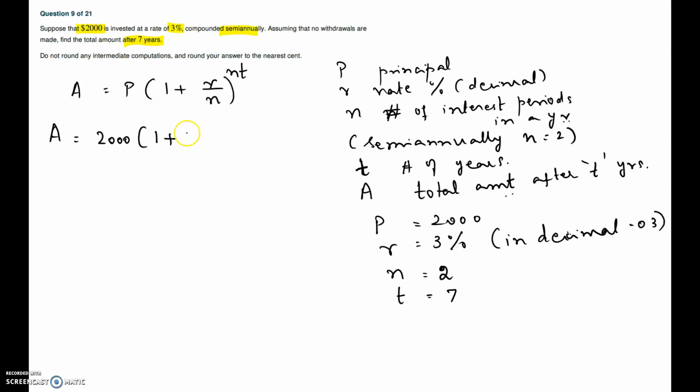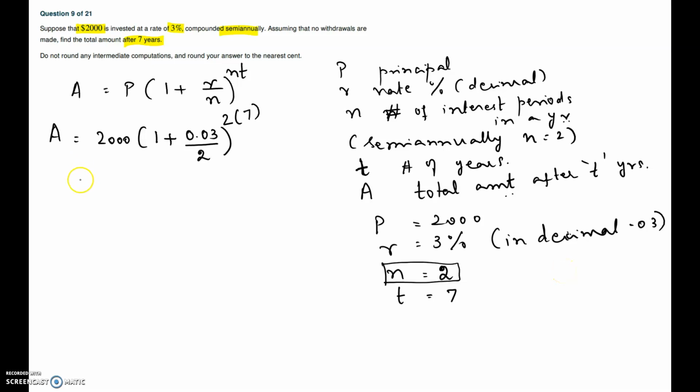So r, which is 0.03, divided by n, which is 2 in this case, to the power of 2 multiplied by the number of years, 7. So keep in mind this n can change from problem to problem. If it is compounded quarterly, n equal to 4. If it is compounded monthly, n equal to 12. If it is compounded daily, n equal to 365, and so on.